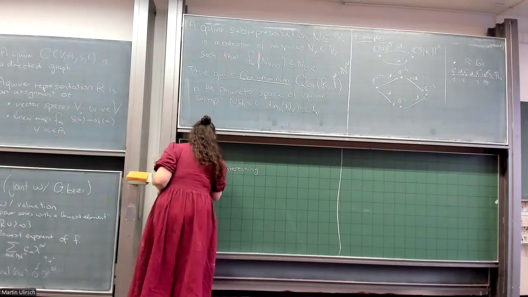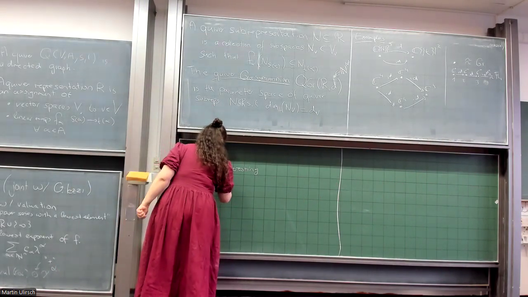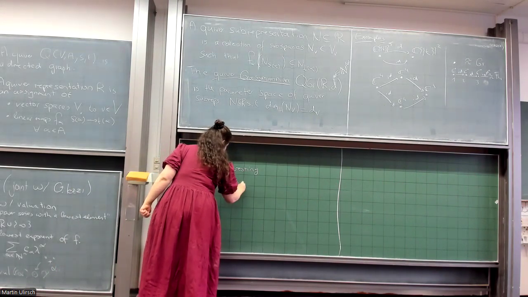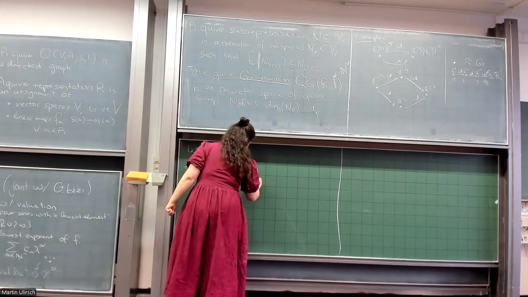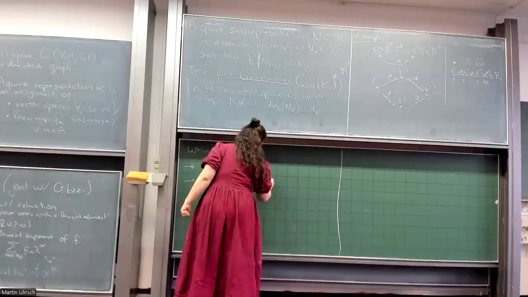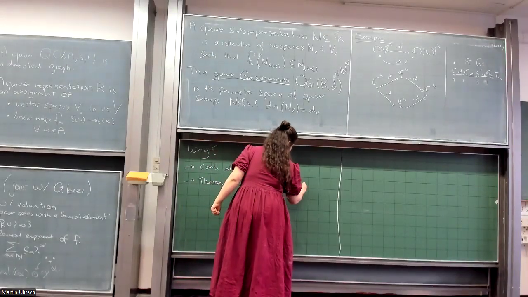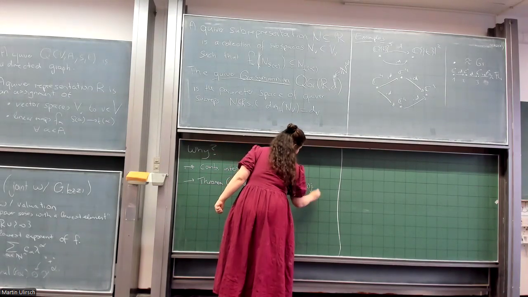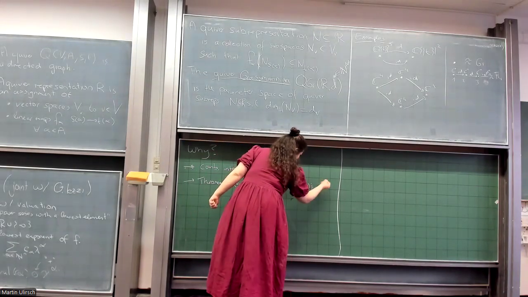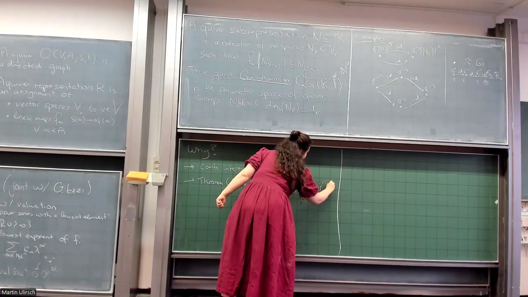So there's a theorem by Reineke that tells you that every projective variety is isomorphic to a quiver Grassmannian.